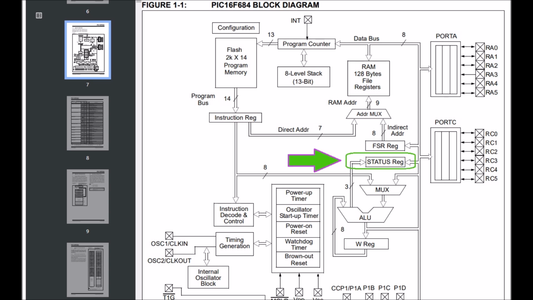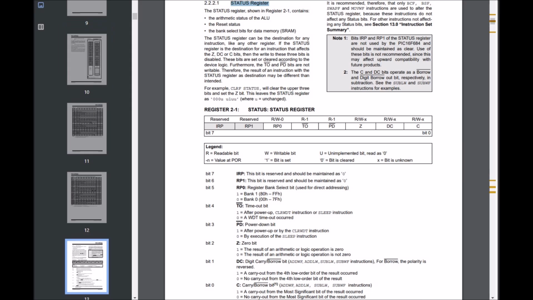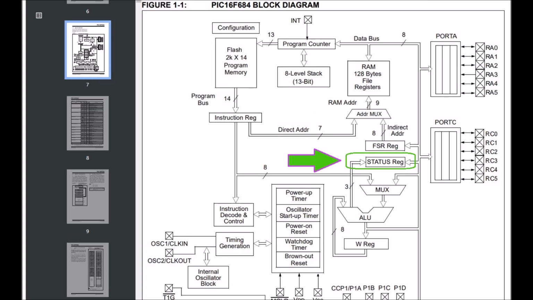Summary. The status register in the PIC16F684 is a vital component that monitors and controls the state of the microcontroller. It provides flags for arithmetic operations, controls the CPU's mode, for example sleep mode, and assists in managing the data memory banks. Its interaction with the ALU and its influence on instruction execution make it essential for efficient and effective microcontroller operation.